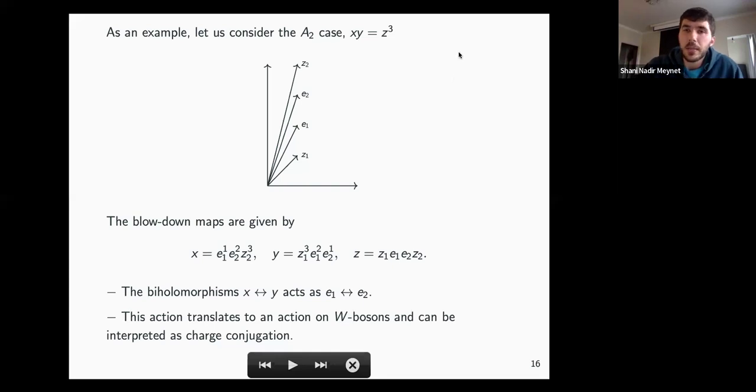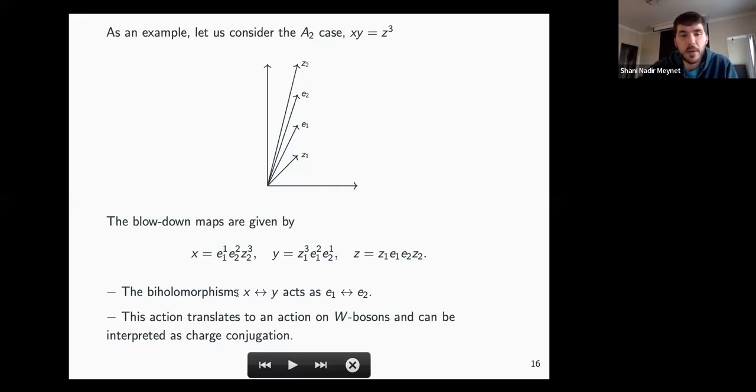In the A2 singularity, which is luckily a toric singularity that can thus be described through some toric combinatorics, one can see that the singularity is given by this fan, where Z1 and Z2 are non-compact coordinates. And then upon resolving, I'm introducing the exceptional divisors E1 and E2. There's a blowdown map, which is nothing but a map that relates the coordinates X, Y, Z to these toric ones.